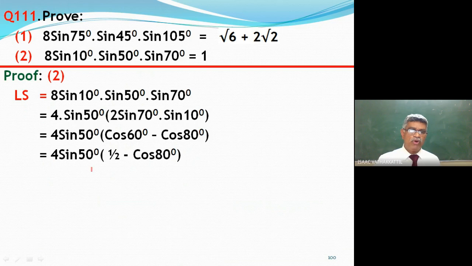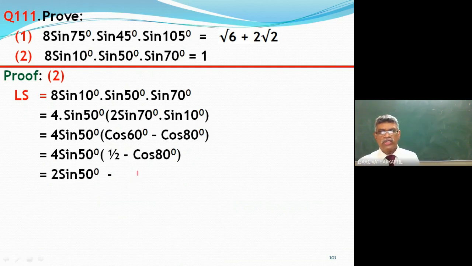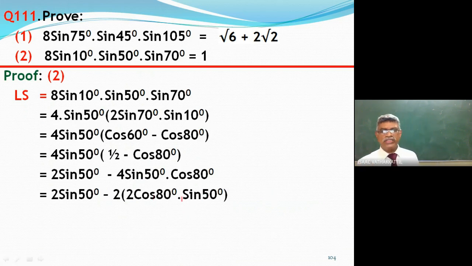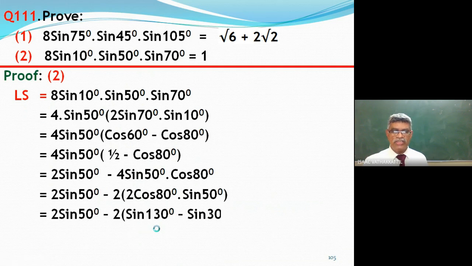Opening the bracket, you get 4 into 1 by 2, that is 2 sin 50 degrees, minus 4 sin 50 degrees cos 80 degrees. I can rewrite this as 2 cos A sin B into 2. So 2 sin 50 degrees minus 2 into 2 cos 80 degrees sin 50 degrees. 2 cos A sin B is sin(A plus B) minus sin(A minus B). So it will be sin 130 degrees minus sin 30 degrees.